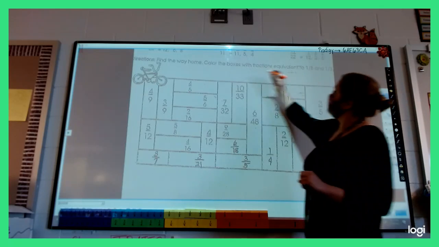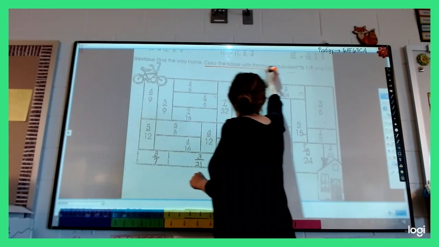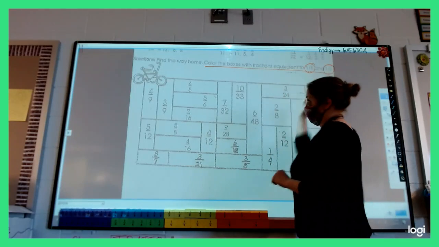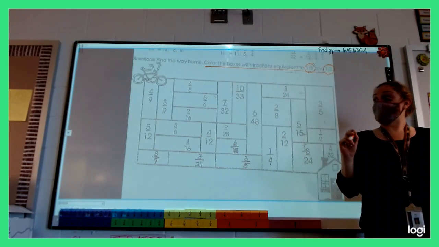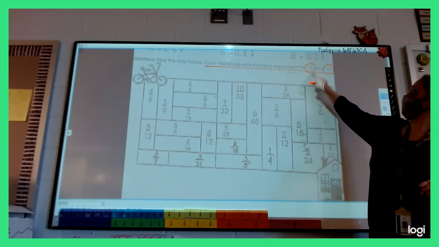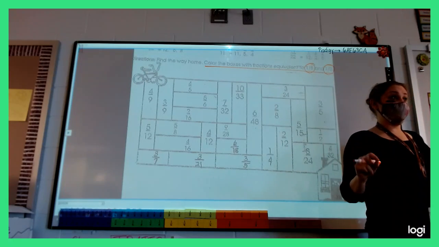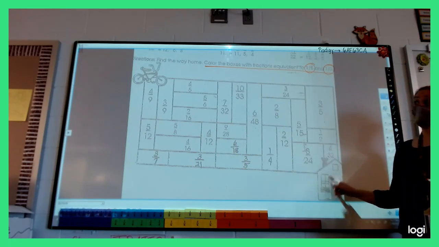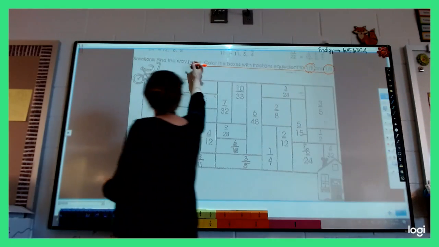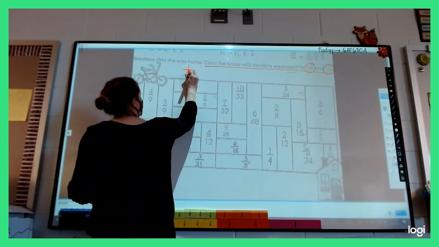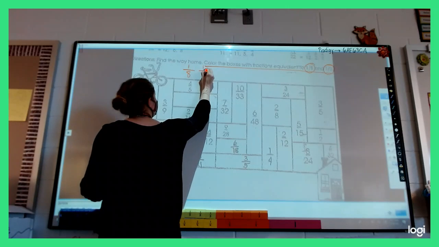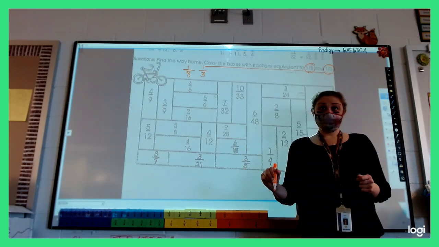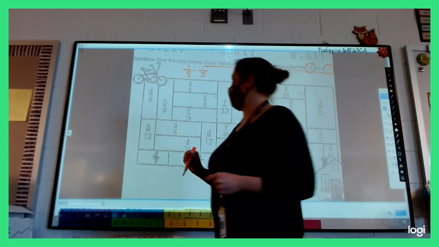Your directions: color the boxes with fractions equivalent to 1/8 and 1/3. If you find all the boxes that are equivalent to 1/8 or 1/3 and color them in, you will find your path home. Okay? So let's do a couple together. I am going to write 1/8 and 1/3 up here in big. So I recommend you do that too. Any fractions equivalent to those, when we simplify them, we're going to color them in.